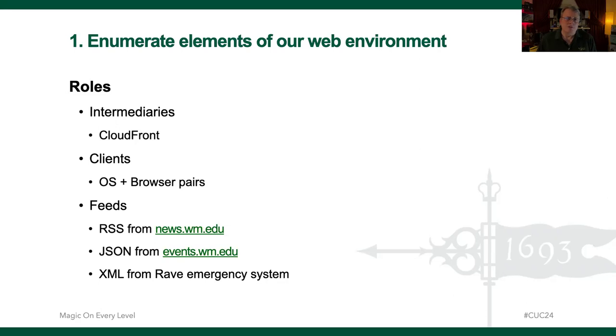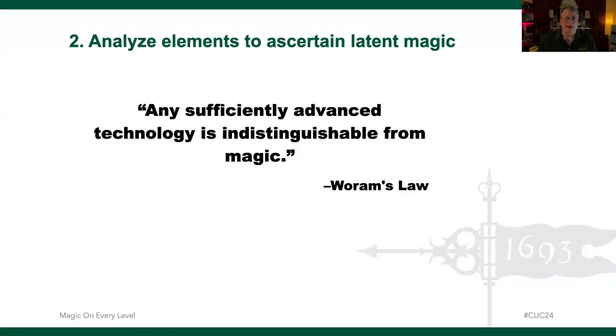In completing step 1, don't let perfect be the enemy of progress. If you've left something out, you can come back and add it later. Once we've completed step 1, it remains complete until something changes or we find a system we've overlooked. Moving on to step 2. Analyze these elements to ascertain their latent magic.